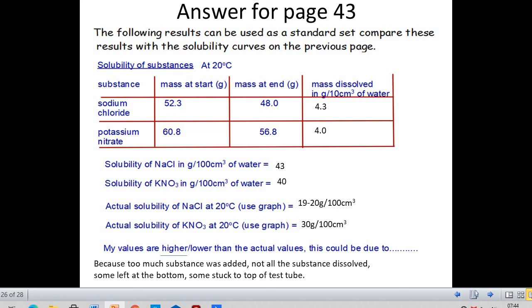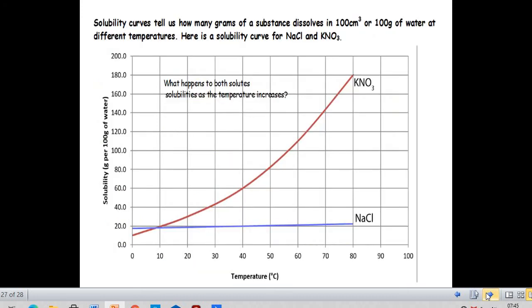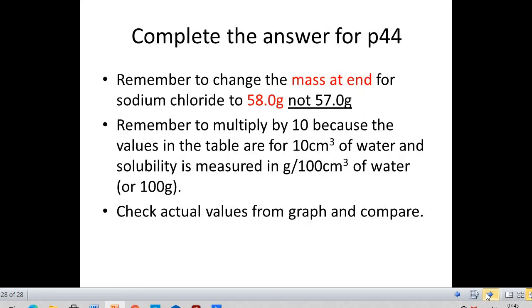And I know that sentence doesn't read very well, but this could be due to too much substance being added would be better. So we'll work in from that graph, and I want you to complete the answers for page 44. Remember to change the mass at the end for sodium chloride to 58, not 57. And I've given you a summary of what you need to do.